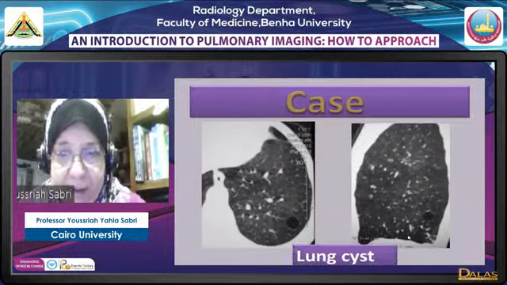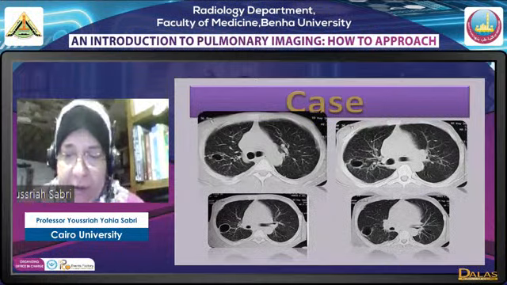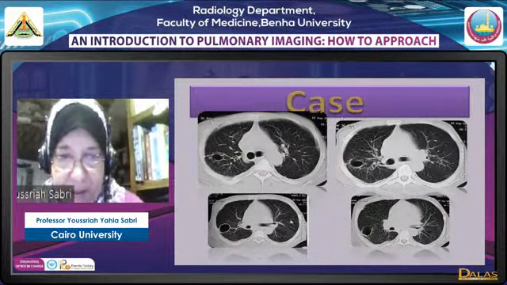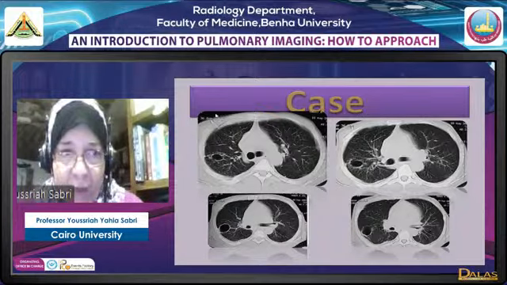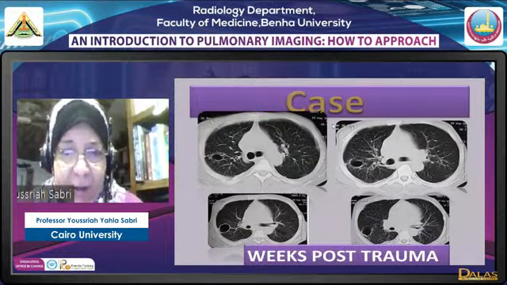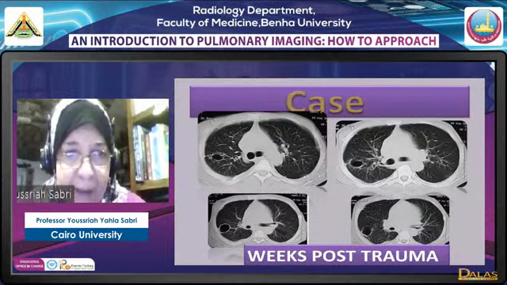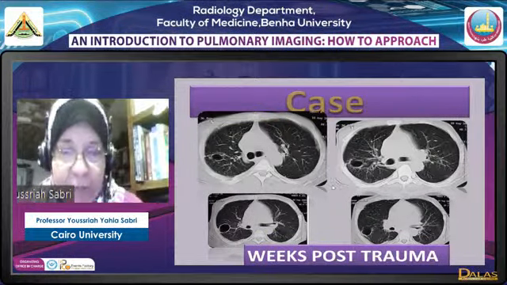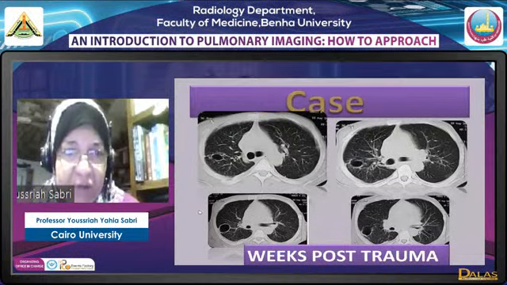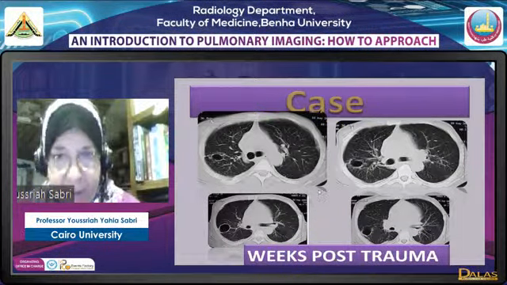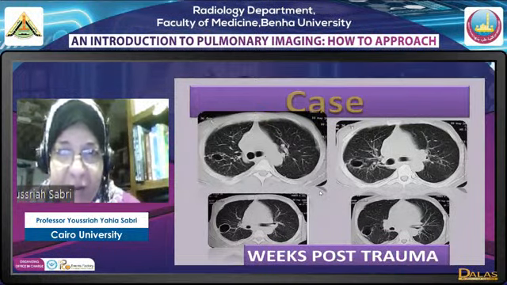Cyst here, this is a lung cyst. Here, on the other hand, we have also a cyst, but it is surrounded by signs of trauma. As you can see, the ribs have multiple fractures. This patient had trauma weeks before. Actually, he had a laceration, and this was a post-laceration cyst. Okay, so weeks after trauma, with signs of trauma, as you can see in the rib fractures on the right side. So, a cyst may be post-laceration.